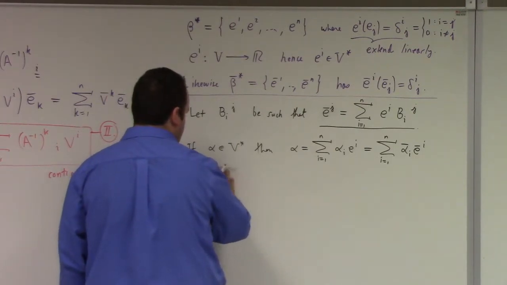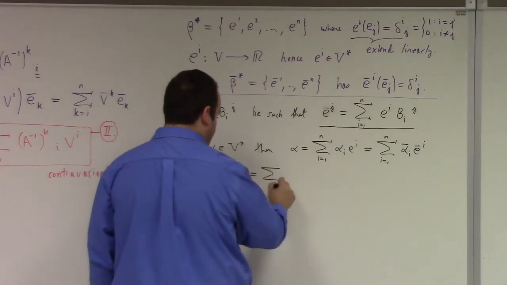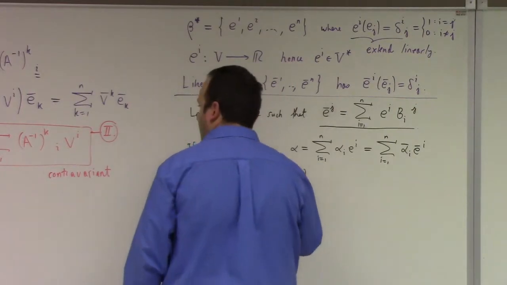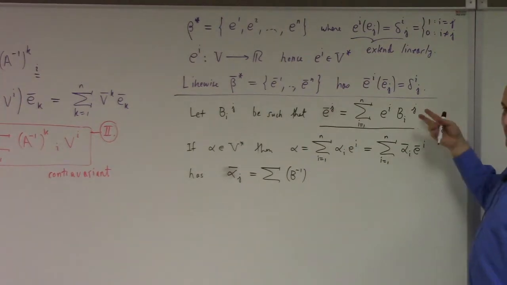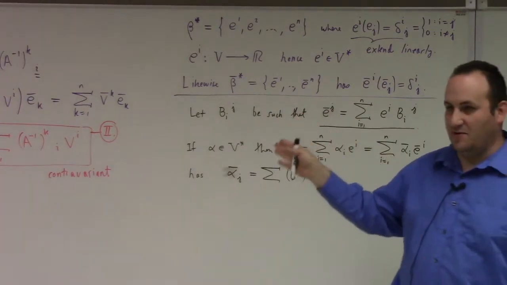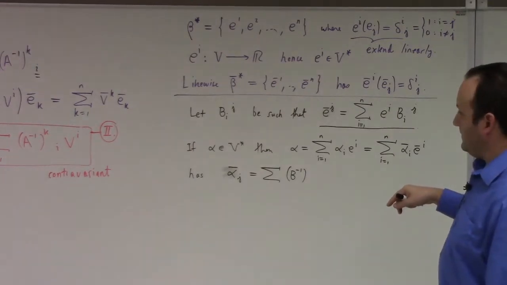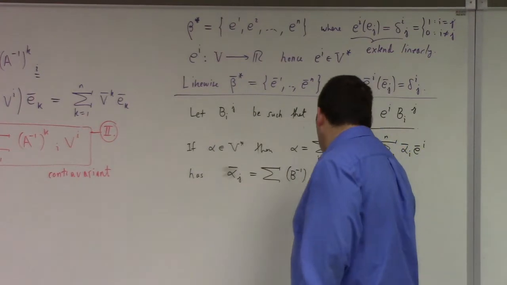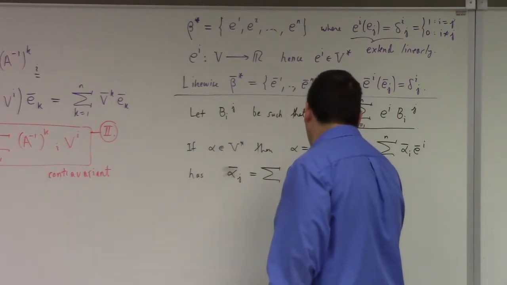Alpha bar, let's say lower j, is equal to a sum of B inverse. But you notice the B matrix has the opposite pattern. A has up down, the B has this down up pattern. So I think to be consistent, I should also write it that way. And then what do we have here? Alpha I.